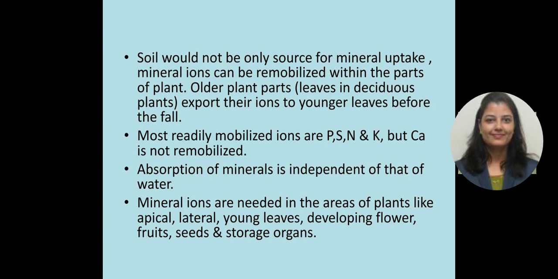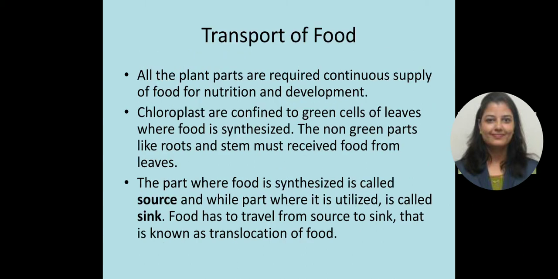The absorption of minerals is independent of that of water. The mineral ions are needed in areas of plants like the apical and lateral meristems, young leaves, developing flowers, fruits, seeds and the storage organs. Then next is transport of food.